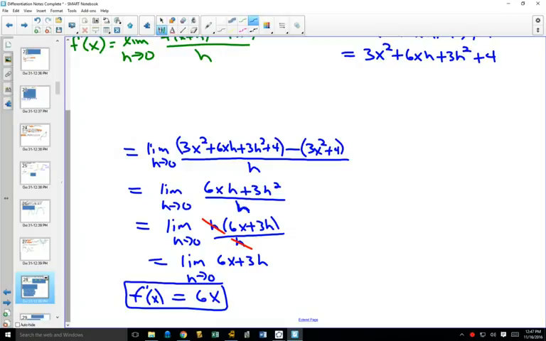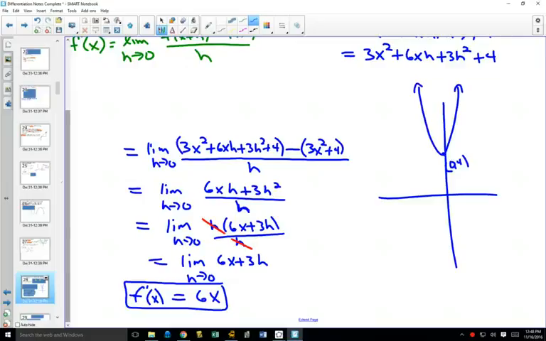Okay, what did we just do? Well, let's graph 3x squared plus 4. 3x squared plus 4 has a vertex at 0, 4. It's opening up. It's been stretched vertically. This is the graph of 3x squared plus 4. What we did with our gradient function here is we are able to pick any point we want on 3x squared plus 4. So for example, when x is 1, we have the point 1, 7.